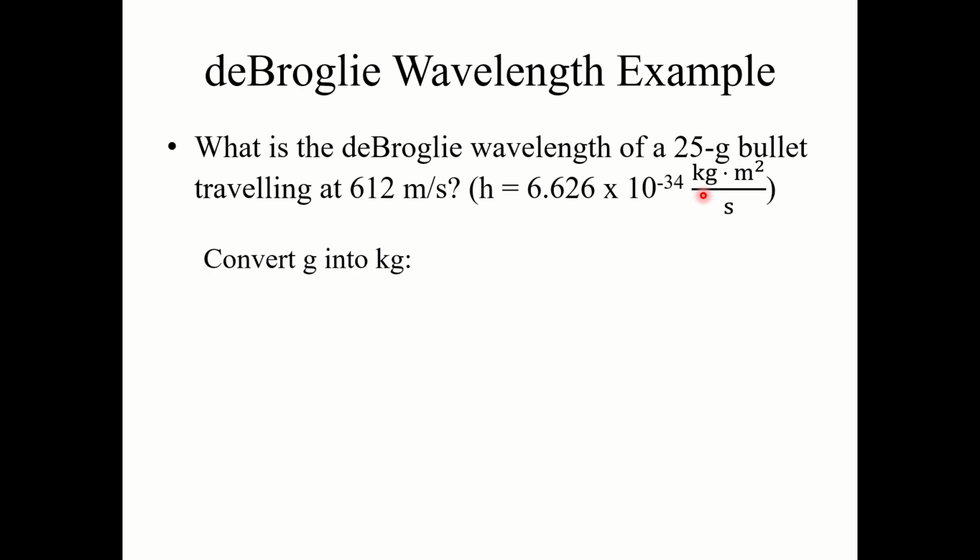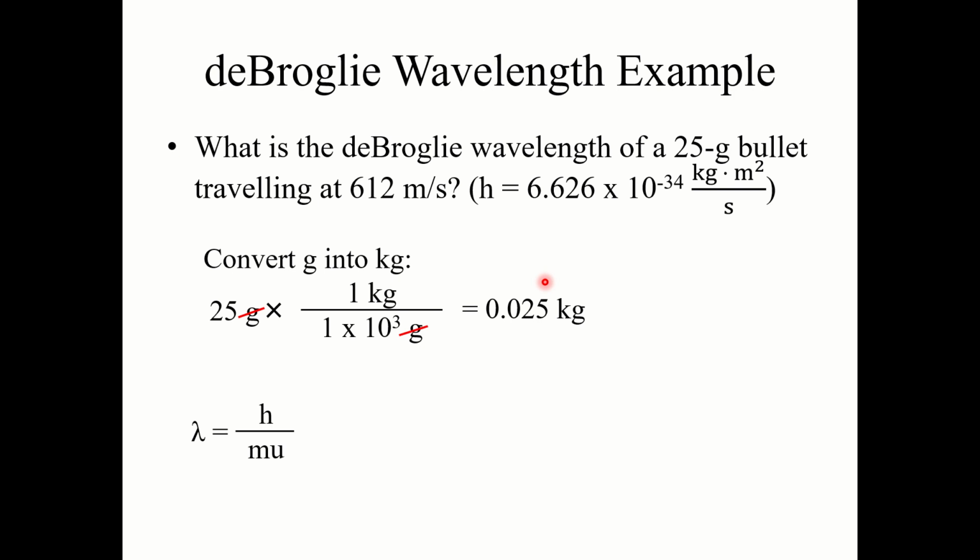First, you're going to want to convert grams to kilograms, because when you use the de Broglie wavelength equation, the mass has to be in kilograms. Your other clue is that Planck's constant has the unit kilograms, so your mass value better have the unit kilograms as well. So 25 grams converted to kilograms is 0.025 kilograms. Now you can plug everything in, because the velocity is already in meters per second.